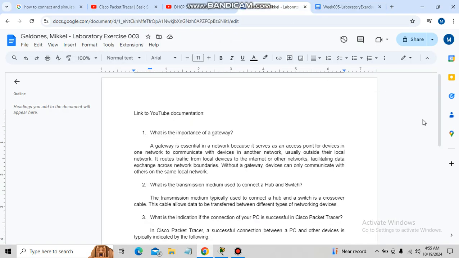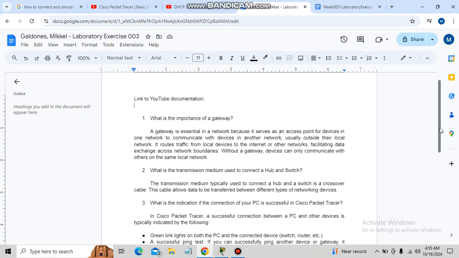The first question is about the importance of a gateway. A gateway is essential in a network because it serves as an access point for devices in one network to communicate with devices in another network, usually outside their local network. It is responsible for routing traffic from local devices to the internet or other networks and facilitating exchange across network boundaries. Without it, devices will be limited to communicating only within the same local network.